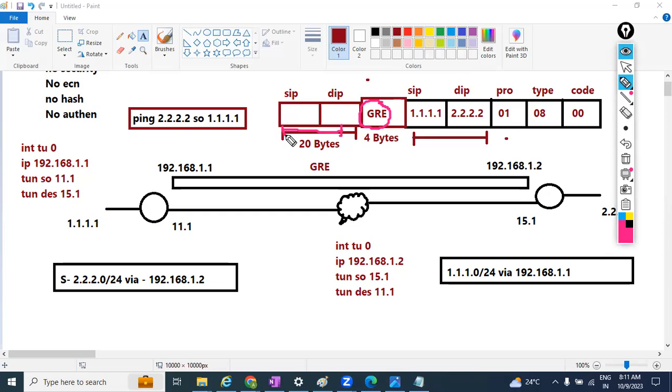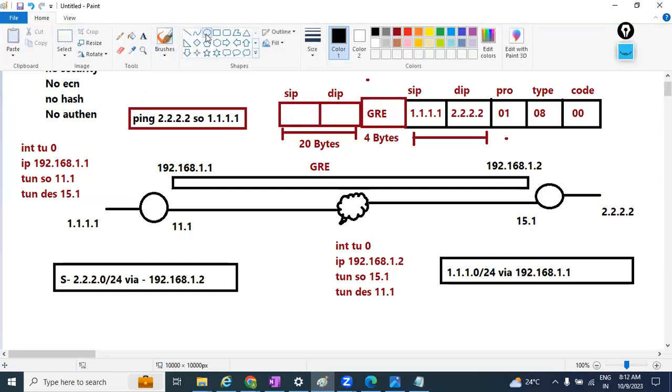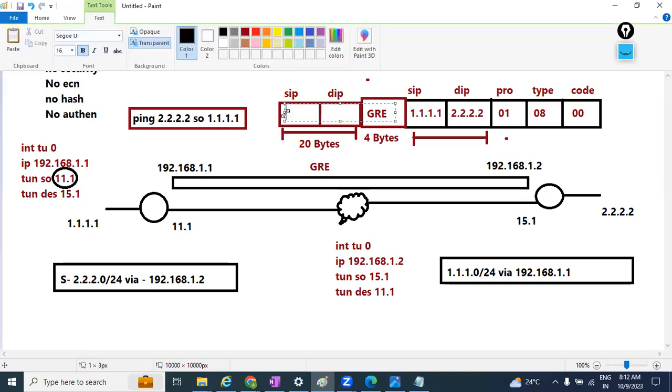This header is known as the outer header, and this header is the inner header. Is that clear? So this is your inner, and this is the outer. In this, we have to mention the source IP and destination IP. What would be the source IP? The source IP will not be 1.1. It would select it from the tunnel source. Who's my tunnel source? 11.1 here. So it would be 11.1.